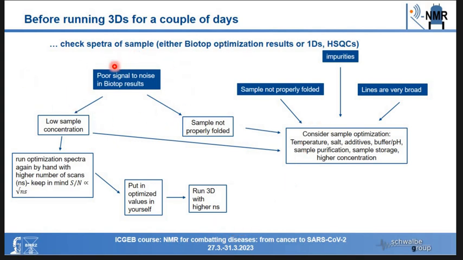So what could go wrong? The sample is maybe okay, but you have poor signal to noise. This could be because the sample concentration is just low, but then you have to run some optimization spectra by hand, put in optimized values yourself, and run a 3D with a high number of scans. If the concentration is not too low, that's not a big deal. But you can also have poor signal to noise because the sample is not properly folded. That is unfortunate, and then you have to go back to the lab and do some optimization.